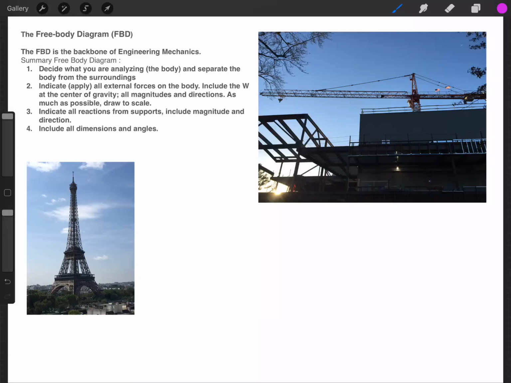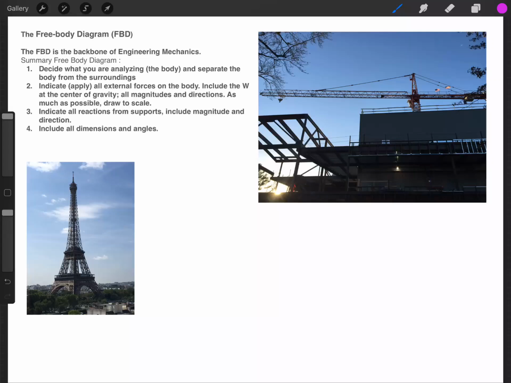And we're going to include the weight at the center of gravity and all magnitudes and directions on that body. As much as possible, we're going to draw to scale. We're going to indicate all reactions from supports. We're going to look at magnitudes and directions, and we're going to include all dimensions and angles in our drawing.